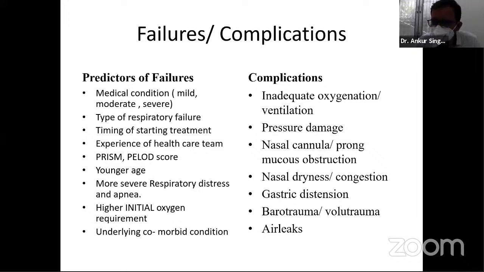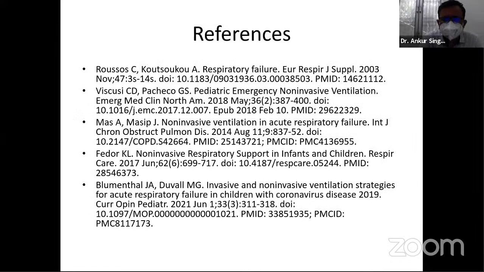And what are the complications? I have already told you. These complications could be barotrauma, volutrauma, inadequate oxygenation, inadequate ventilation, nasal dryness, gastric distension, and pneumothorax. So these are all problems with NIV. So these are all my references.